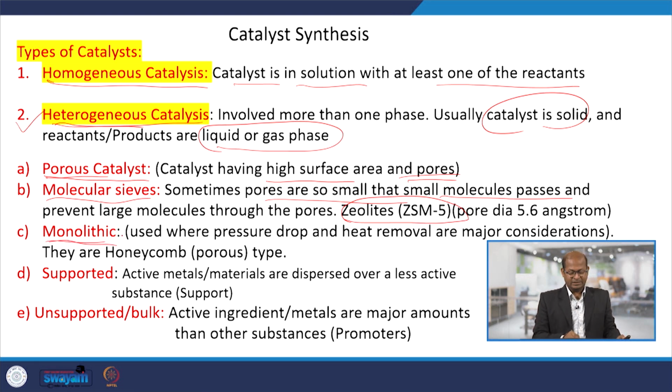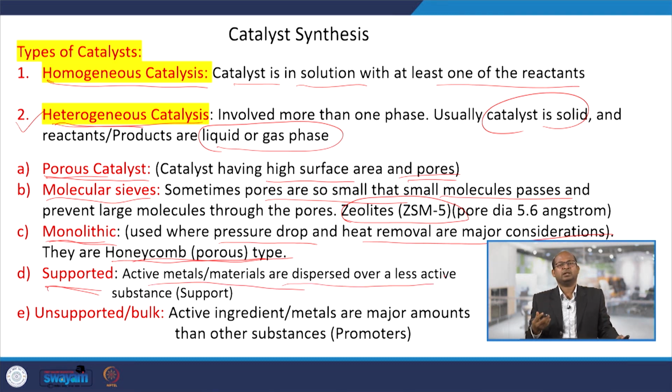Monolithic catalyst is used where pressure drop and heat removal are major considerations. This type of catalyst bed uses monolithic support materials. The feature is a honeycomb or porous type of channel; so many channels are there, hexagonal or rectangular, and through them we can place the active sites and design the catalyst. Supported catalyst I already said: a support material is used and the active sites are dispersed on it. Unsupported or bulk catalyst I already discussed: nickel oxide is a bulk catalyst and this is a supported catalyst.